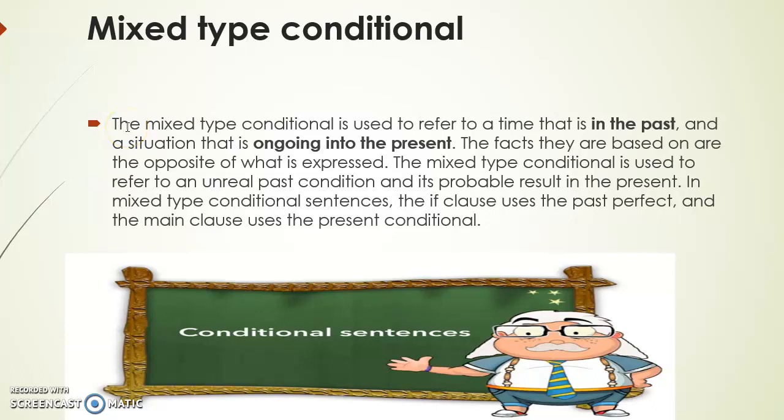Next, mixed type of conditional. You can say that the mixed type conditional is used to refer to a time that is in the past and a situation that is ongoing into the present. The facts they are based on are the opposite of what is expressed. The mixed type conditional is used to refer to an unreal past condition and its probable result in the present. In mixed type conditional sentences, the if clause uses the past perfect and the main clause uses the present conditional.